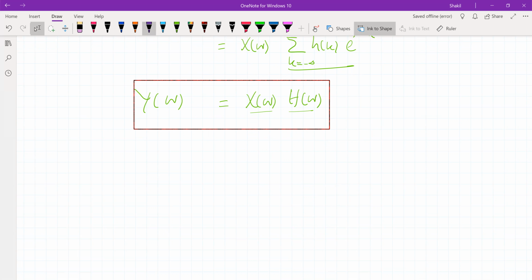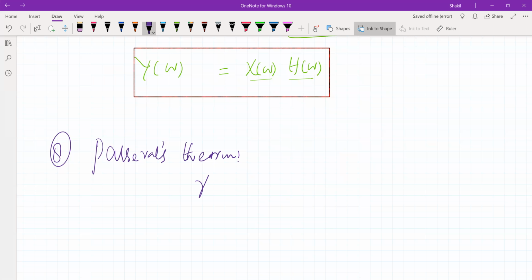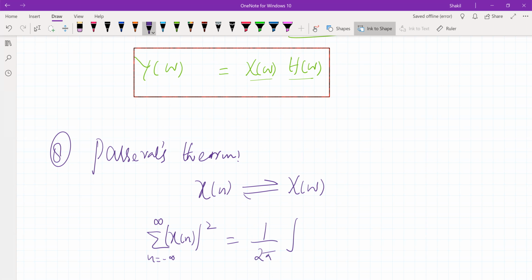All right. Now, the last important result that I want to show you without proof is the Parseval theorem, which is very, very important for communication people. This says if the Fourier transform of x of n is X of omega, or the inverse Fourier transform of X of omega is x of n, then we can get the energy of the signal either from time domain or frequency domain by using this result, or we can also use the frequency domain expression.